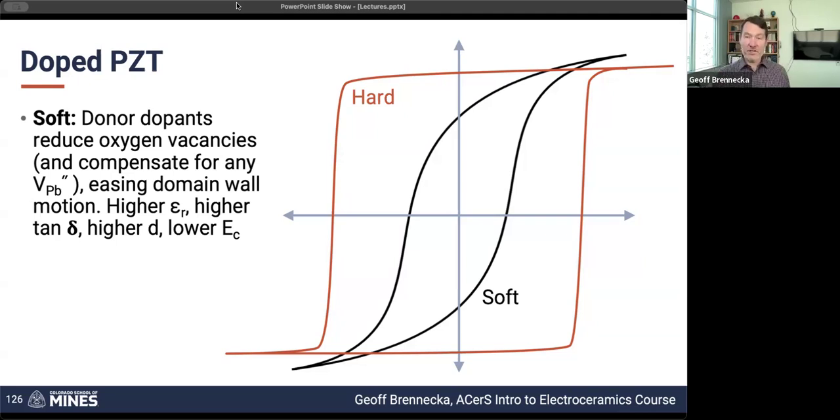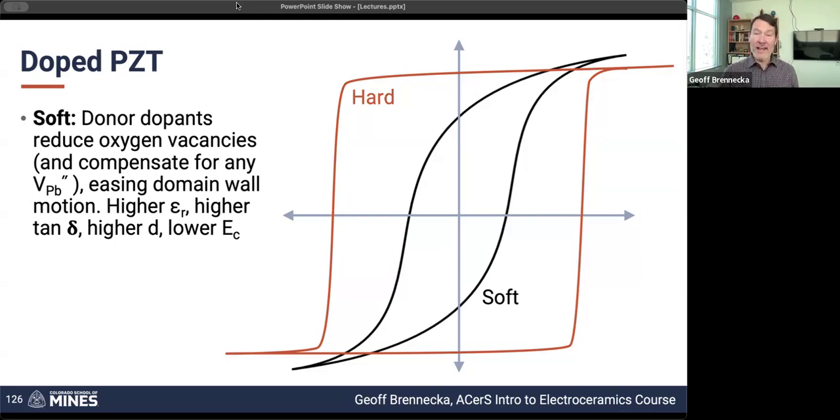So depending on the application, this gives you an opportunity to just change the composition of your material very slightly. So you can throw in a couple of percent of a donor dopant or a couple of percent of an acceptor dopant and change from the baseline PZT to hard PZT to soft PZT and shift that around. That simplicity, relative simplicity, is one of the big reasons that PZT continues to dominate the piezoelectric market.